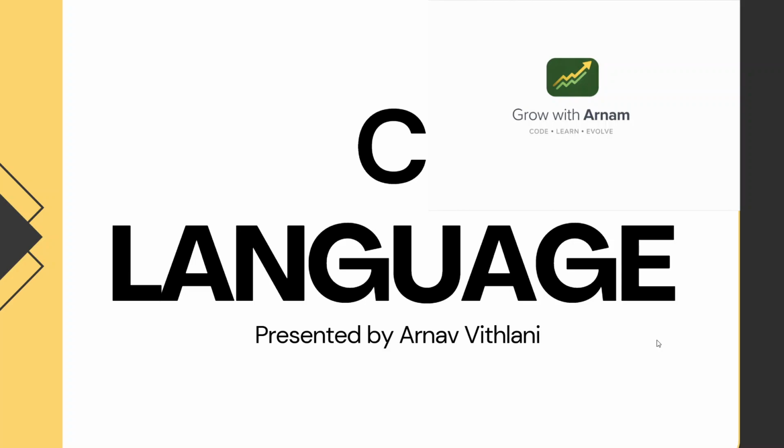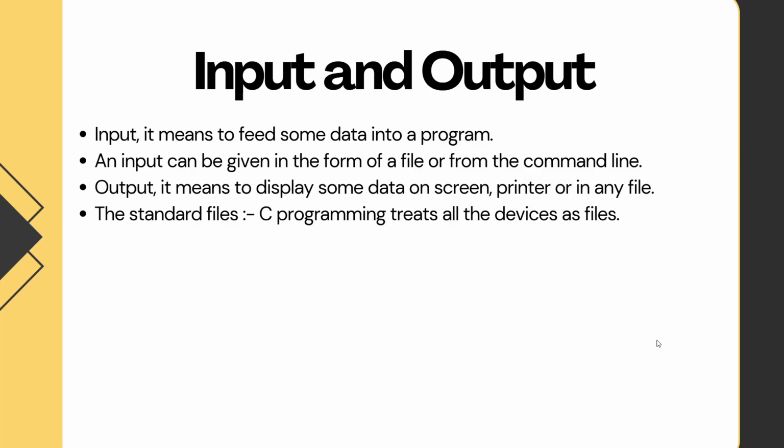And today we will be learning input and output functions. Input means to feed some data into a program. It can be anything like a character, string, floating point number, double, etc. An input can be given in the form of a file or from the command line. Output means to display some data on screen, printer, or in any file.